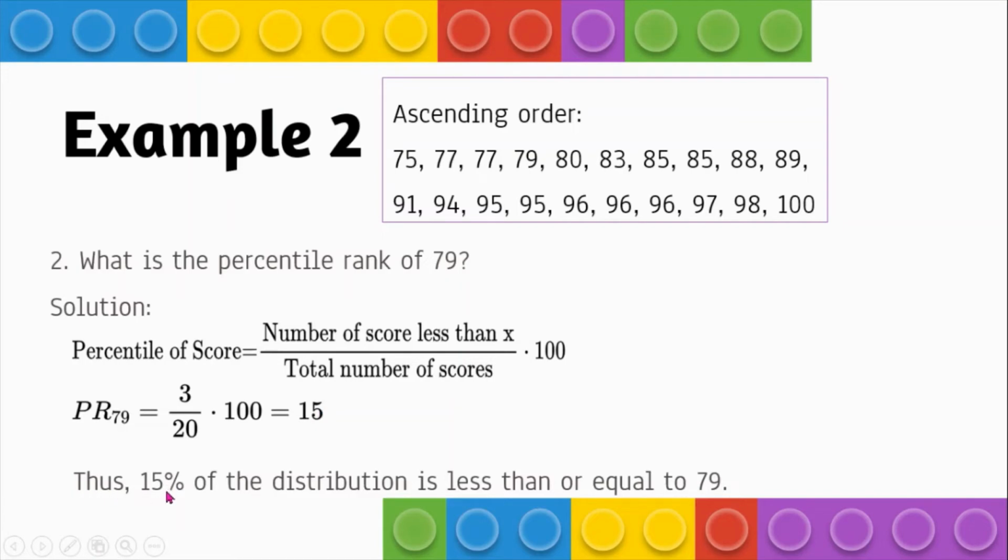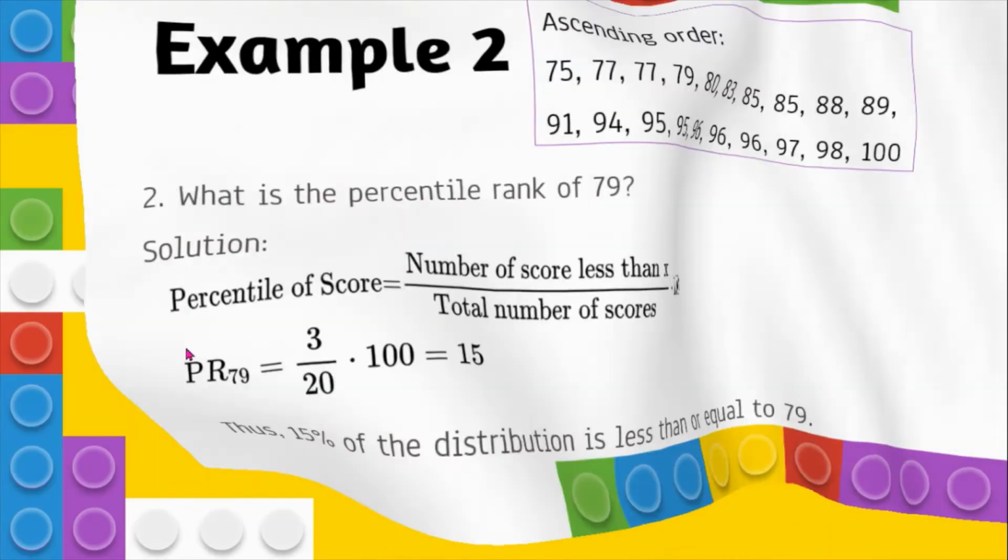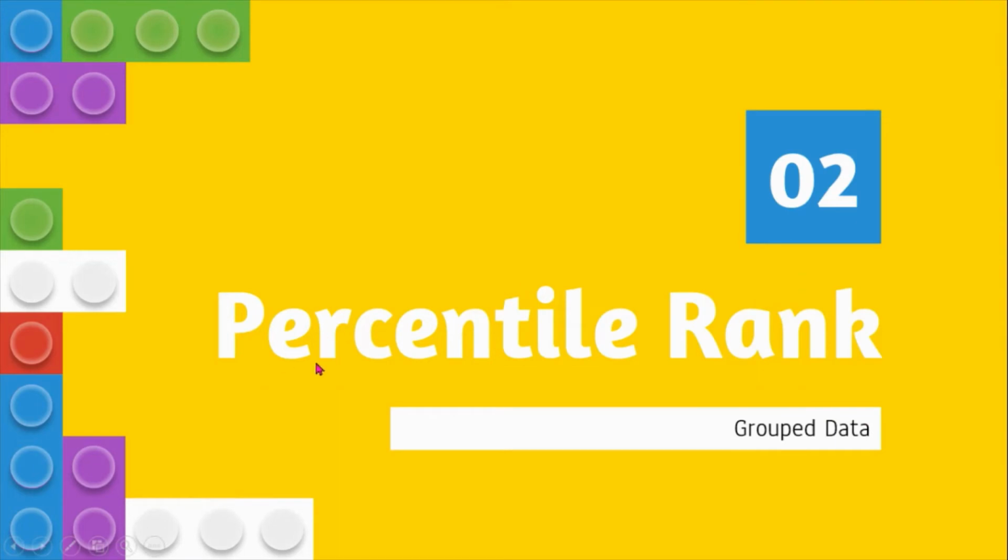Thus, 15% of the distribution is less than or equal to 79. So that's for percentile rank of ungrouped data. Let's now move on to the percentile rank of grouped data.